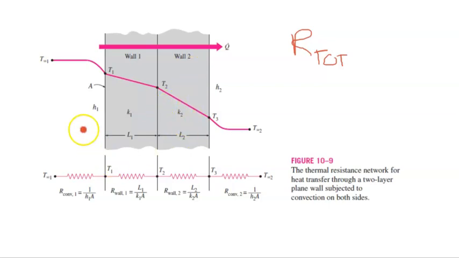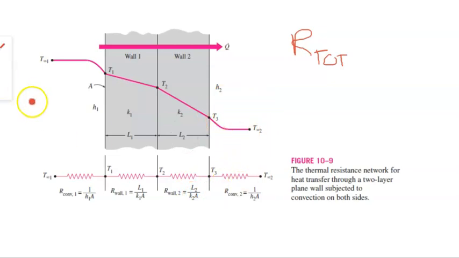Now for the convection part, convection is happening. So for convection, we write R convection as 1 over H1A. For this part, conduction is happening, and for conduction we have an equation: R wall conduction is L1, the thickness of the wall, over K1A, where K1 is the conductivity coefficient and A is the area. Then we use the same for the second wall, L2 over K2A. And then here, convection is happening.